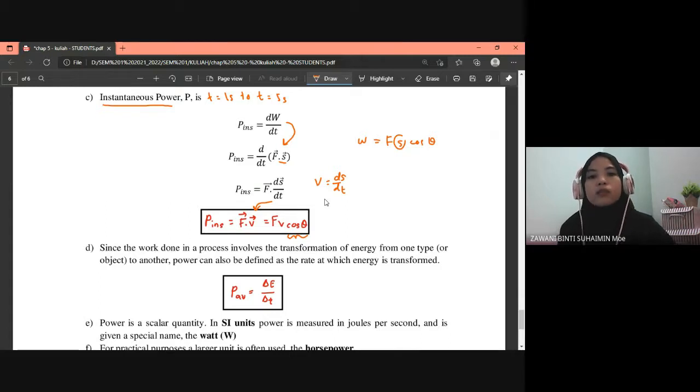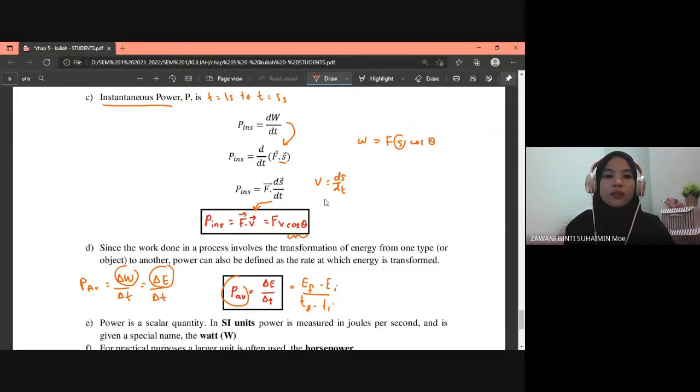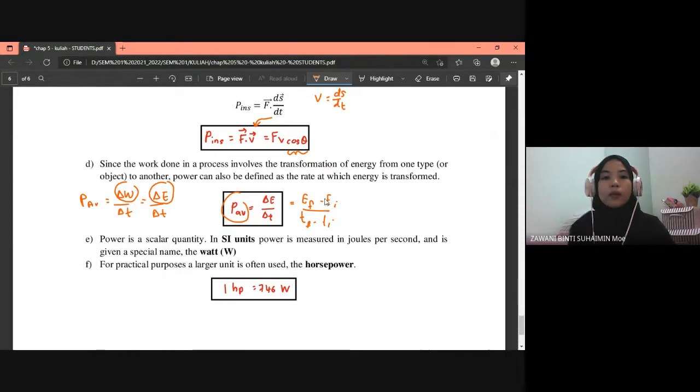Okay. So since work done is a process involving transformation of energy from one type to another type. So maksudnya power is also equal to delta E over delta T. Ataupun E final minus E initial bahagi T final minus T initial. Okay, so maksudnya P average ni kita ada dua. P average ada dua equation iaitu delta work over delta time ataupun delta energy over delta time. Sebab apa? Sebab work is also equal to energy. Okay? Alright, so the power is a scalar quantity.